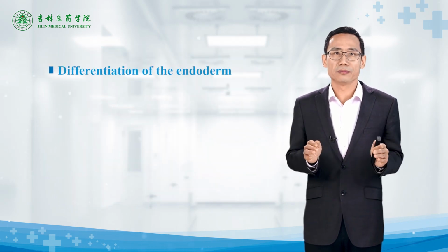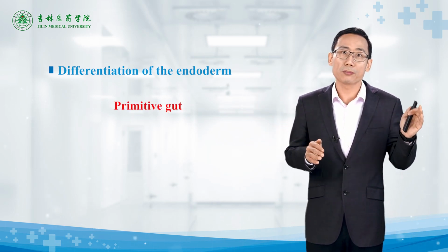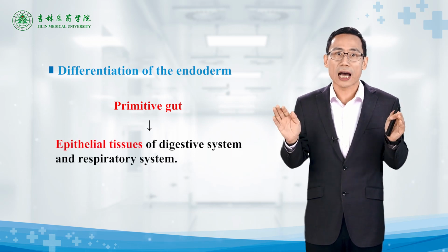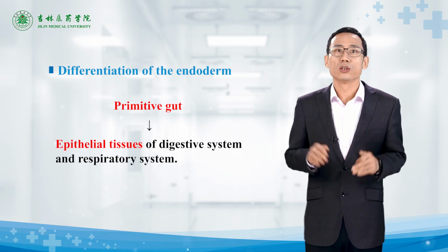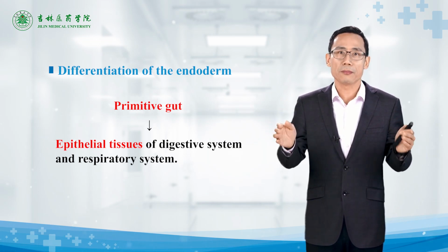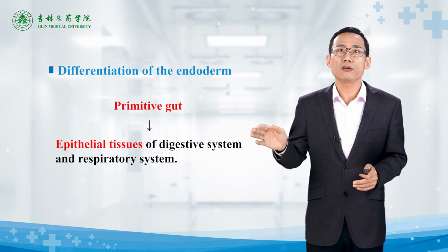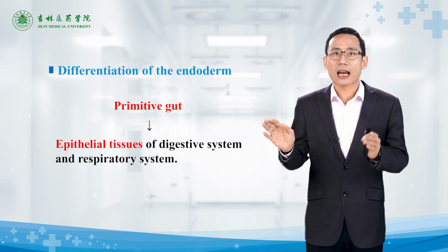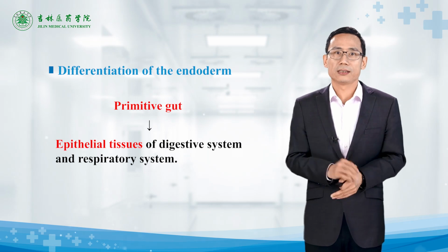Differentiation of endoderm. The endoderm is enveloped by the human embryo to form the primitive digestive tract, which will differentiate into the epithelium of the digestive tract, digestive gland, respiratory tract, and lung below the throat, as well as the epithelium of the middle ear, thyroid gland, parathyroid gland, thymus, bladder, and other organs.